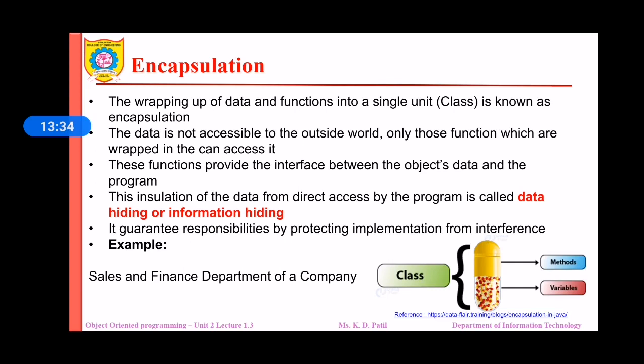Let us take the example of the sales and finance departments of a company. Now the sales department may require some information from the finance department. The sales department will have a database and the finance department will have a database, but a person from the sales department cannot directly access the database which is related to the finance department of the company. The salesperson has to communicate with one person from the finance department, who will give access to that respective data to the sales department person. In the same way, a class works.